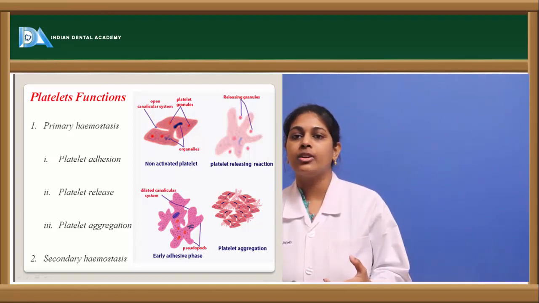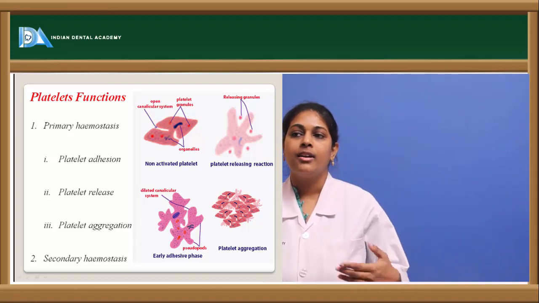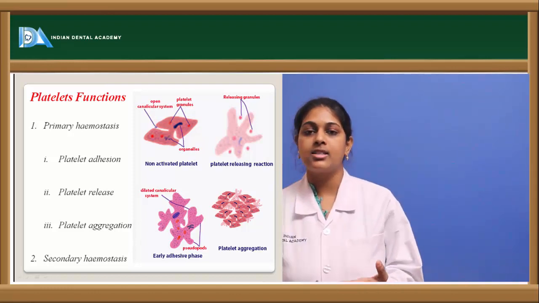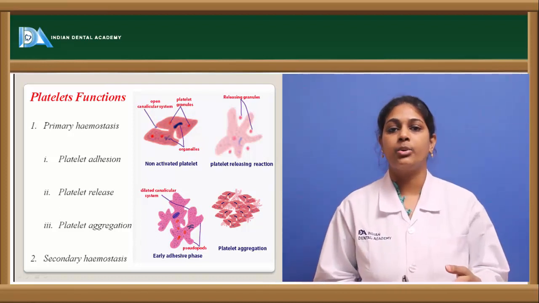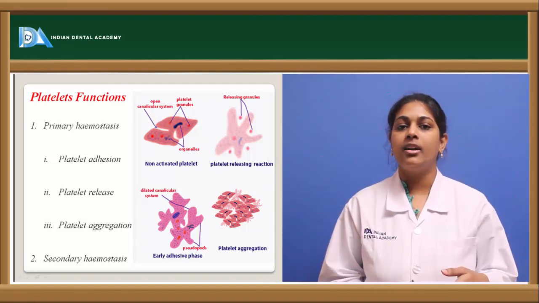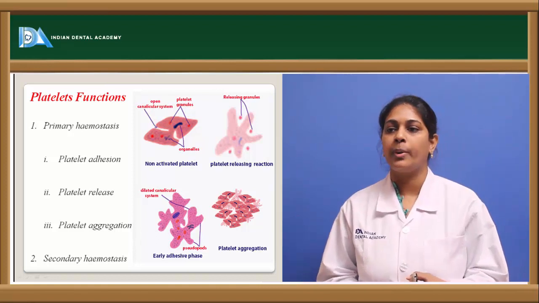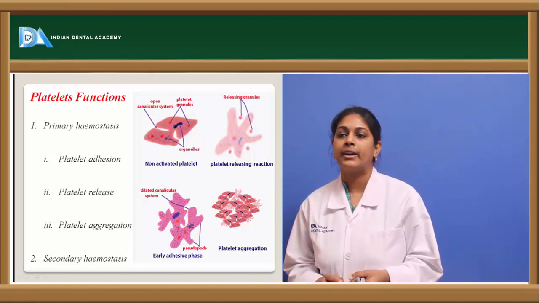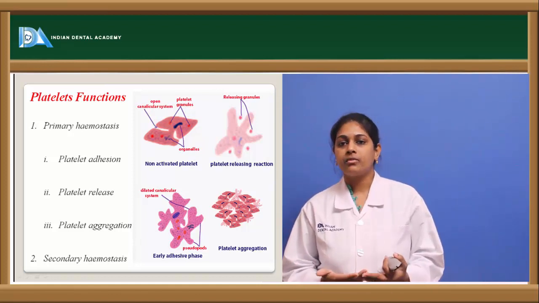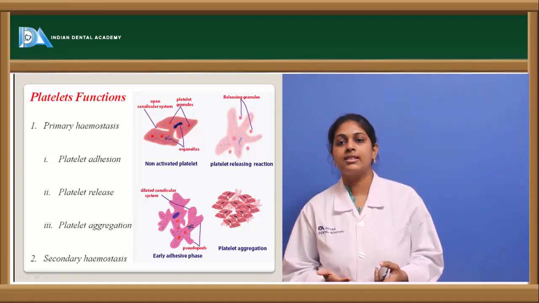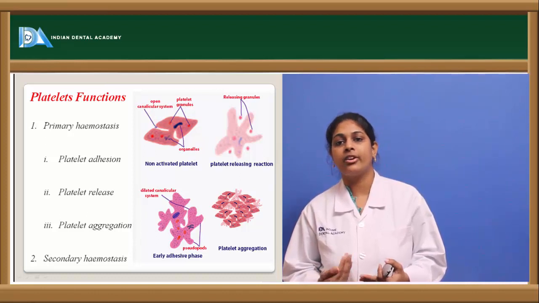And with this platelet adhesion, the activated platelets release certain granules, as shown in the second picture, and then there is activation of these granules and their associated function, followed by the last picture showing platelet aggregation. This is primary hemostasis, constituting platelet adhesion, release and aggregation. It is followed by secondary hemostasis.